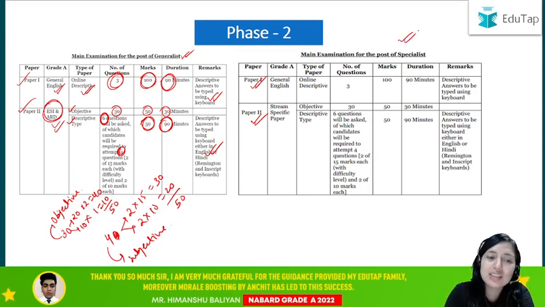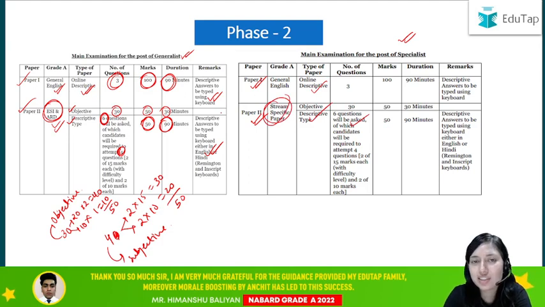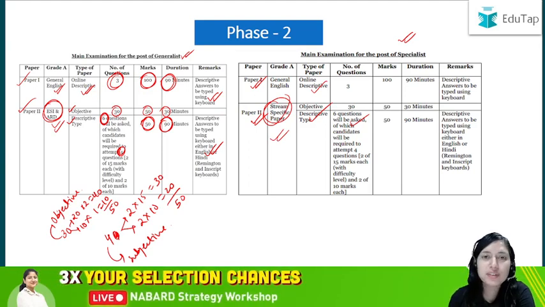In specialist, the rest of the things are the same as in journalist, only the difference is of subject. ESI and ARD are asked in journalist, and in the specialist stream a stream specific paper is asked. Clear? So that was the pattern of your phase 2.